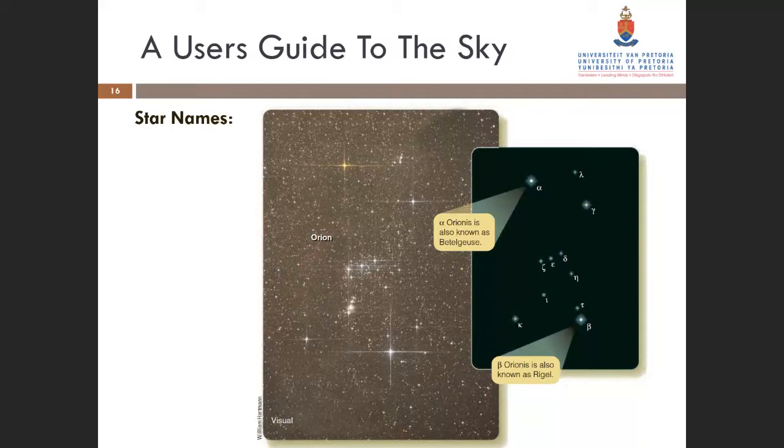So in this picture, this comes out of our textbooks. We can see Orion in a visual image, but Alpha Orionis is also known as Betelgeuse, and Beta Orionis is also known as Rigel. Betelgeuse is a red giant or supergiant, and it is a lot bigger than our own sun. I will also post a video. That's usually when I will show a video in class of the different sizes of stars, but unfortunately that doesn't work over Blackboard. So after class, I will post a link to that video.